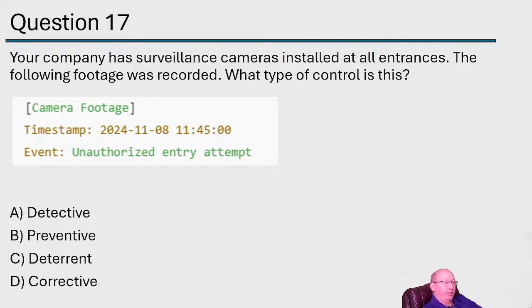We see the camera footage. We see a date and timestamp, and then we see an event: unauthorized entry attempt caught on camera. What kind of control is this? We have detective, preventive, deterrent, and corrective. Those are going to be our answers for this question. What do you think? I'll give you about 5 more seconds to figure it out.